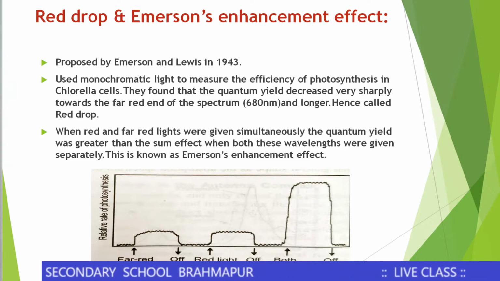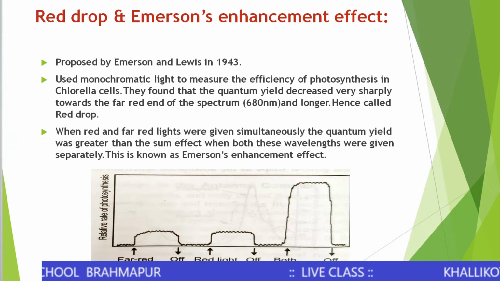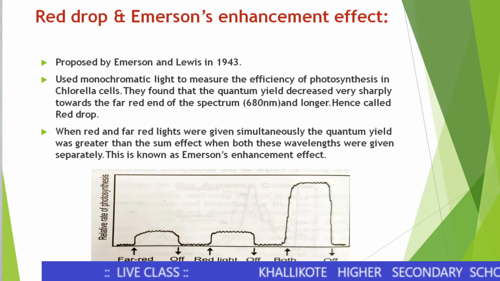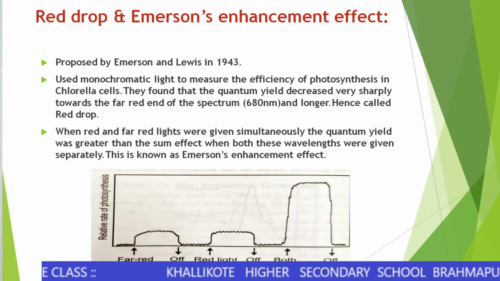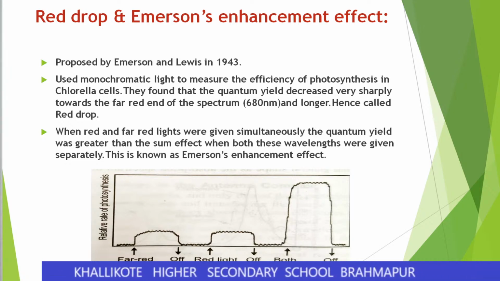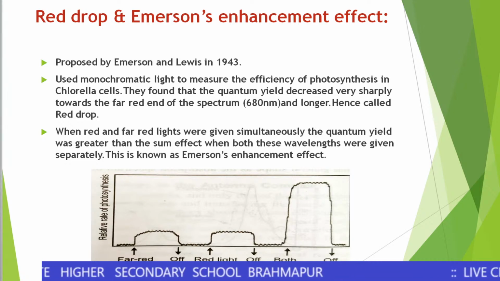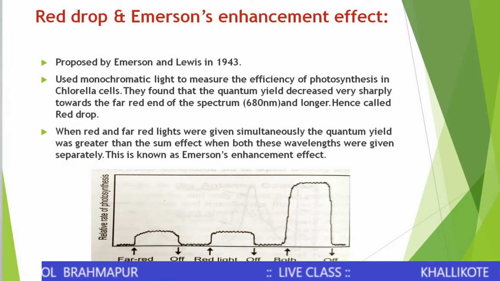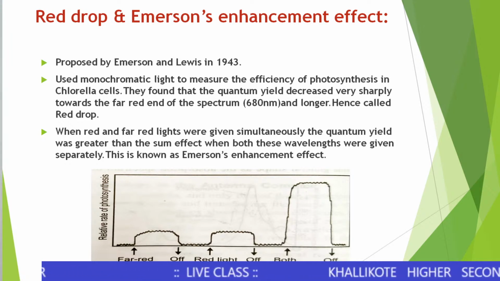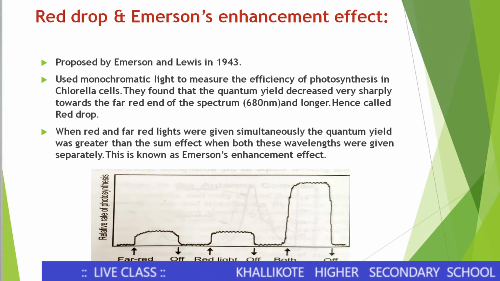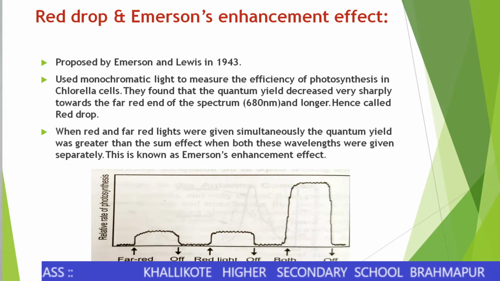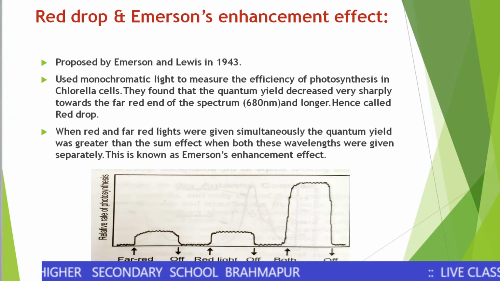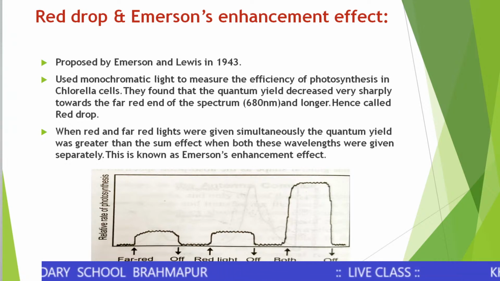In the second experiment, they again placed another setup for Chlorella cells where they used red light and far red light individually as well as simultaneously. So in the first setup, the red wavelength of light less than 680 nanometers was given to Chlorella cells and the quantum yield was noted. Then in the far red light, greater than 680 nanometers, the amount of quantum yield was measured and noted. In the third setup, they gave red and far red lights simultaneously to the Chlorella cells.